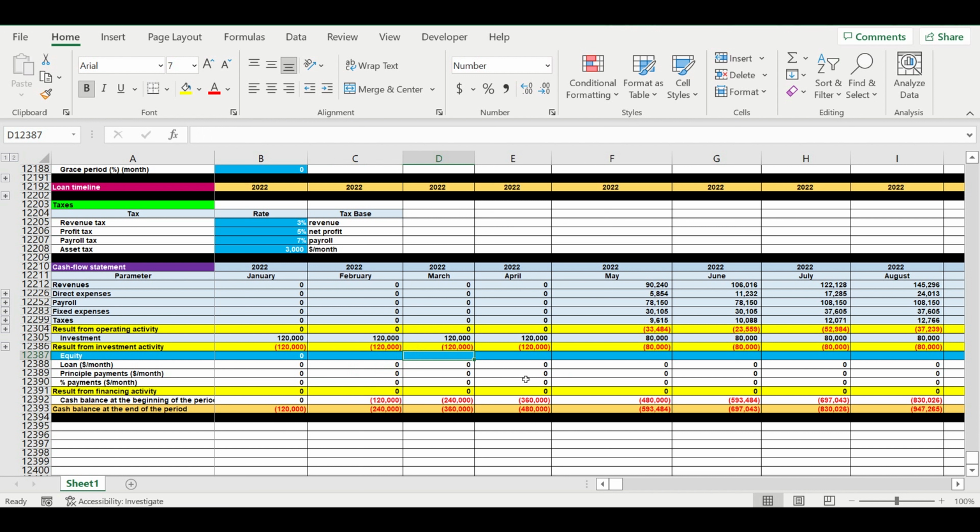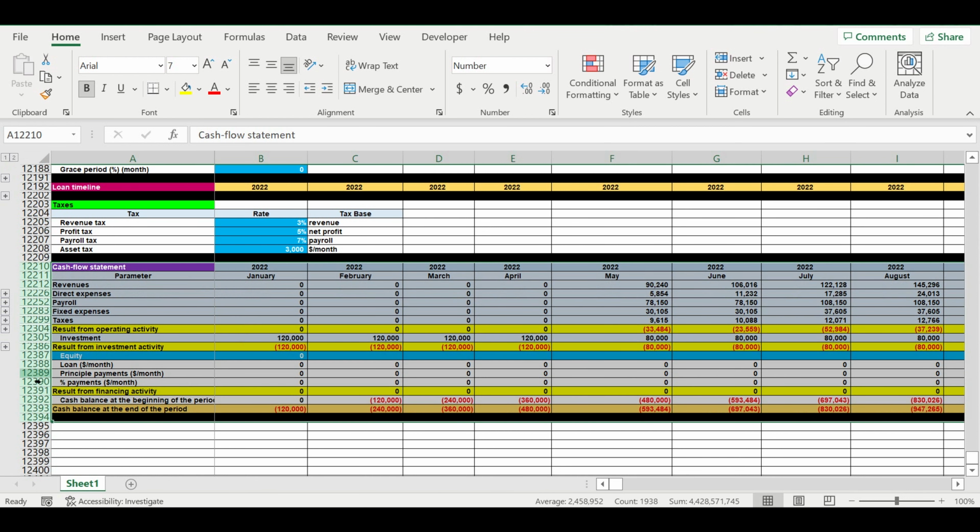And today we'll be talking about financing, how much money you need to start the business. So first of all, to answer this question you have to build the cash flow statement, because without this statement you are not able to start anything. You need to know the result from operating activity, you need to know the result from investment activity. You can't start calculating the financing without these basic things.